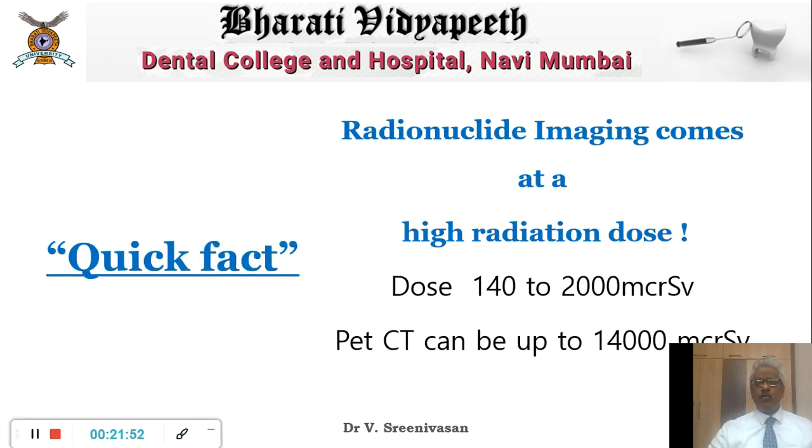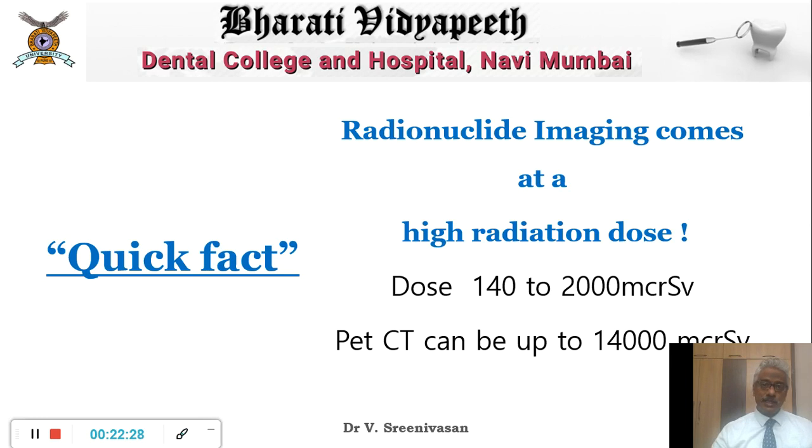Radionuclide imaging comes at a very high dose. Its dose reaches up to 2000 microsieverts, and PET-CT can go up to 14,000 microsieverts. Now, if you compare it to external radiography, which is in the range of 500,000, or CT scan, which is similar, goes up to 2000 microsieverts, or IOPA, which is about 2 or 3 microsieverts, you find that this is a phenomenally high dose. So there must be very strong reasons for you to undertake this kind of imaging.